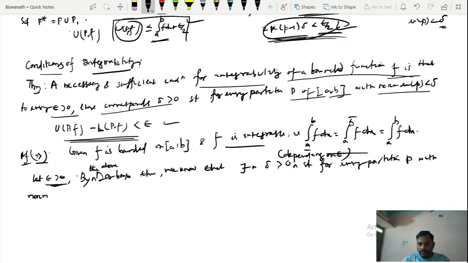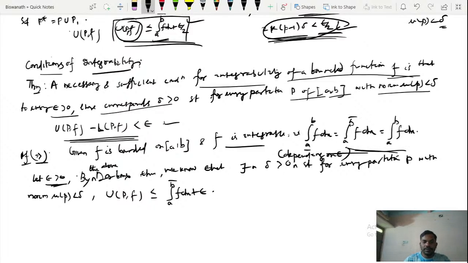So such that for every partition P with norm mu P less than delta, what we got here is that UPF is less than or equal to the upper Darboux integral of f dx plus epsilon. This we already proved. And since f is integrable, the upper Darboux integral is equal to the integral, so we can write this as the integration from a to b of f dx. We can also take epsilon by 2 here, such that epsilon by 2 will give epsilon.